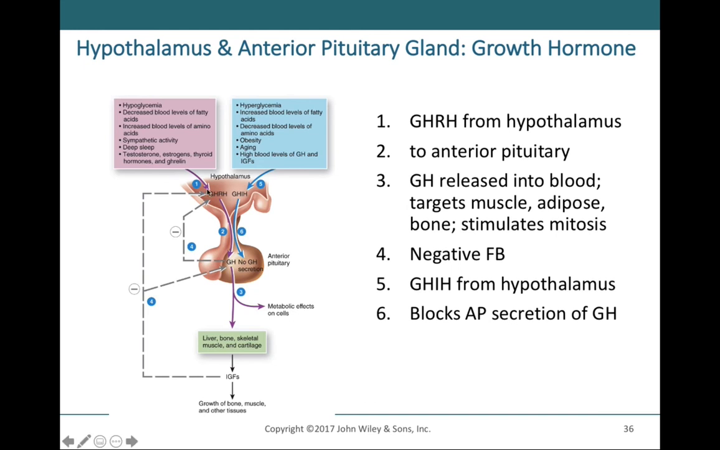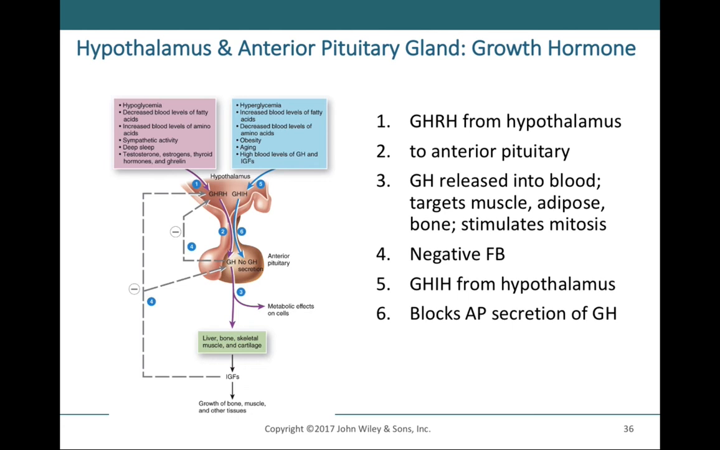So we've got growth hormone releasing hormone and growth hormone inhibiting hormone, two of our hypothalamic hormones. Those are going to get released from the hypothalamus. They're going to enter into the hypophyseal portal system and make their way down to the anterior pituitary gland, where they will stimulate somatotrophs to then release growth hormone. So this growth hormone then gets released into the bloodstream, and it starts to travel throughout the bloodstream.